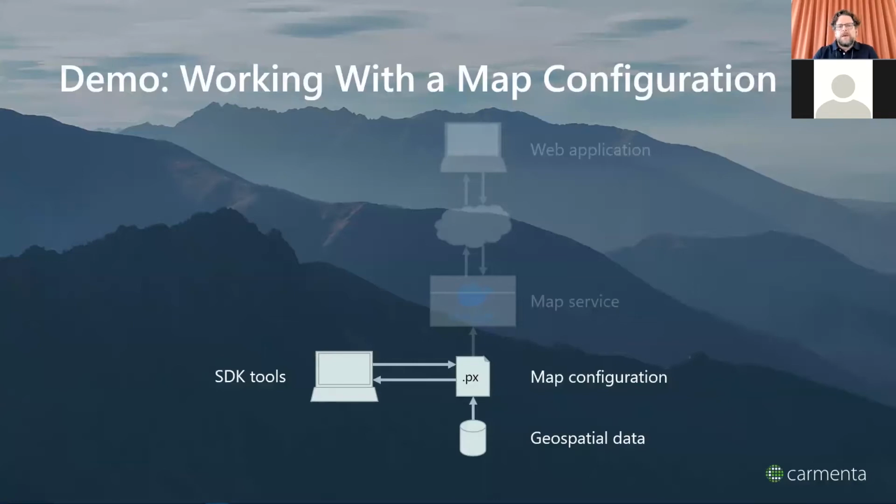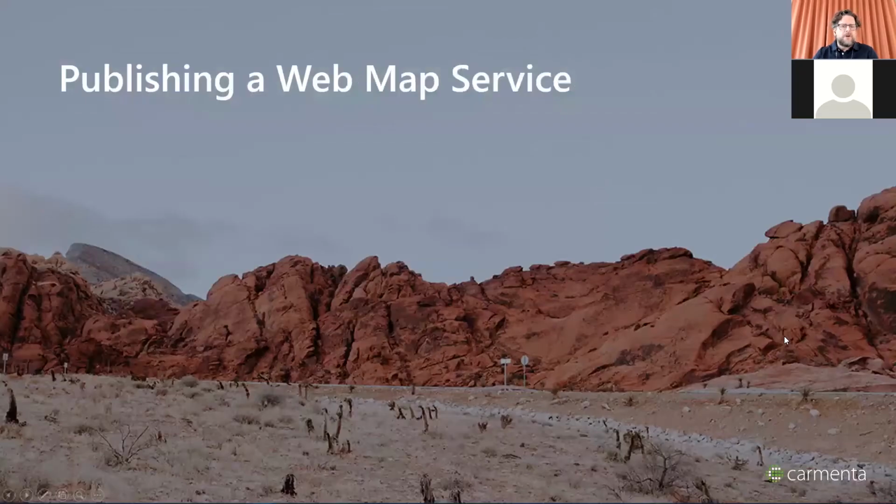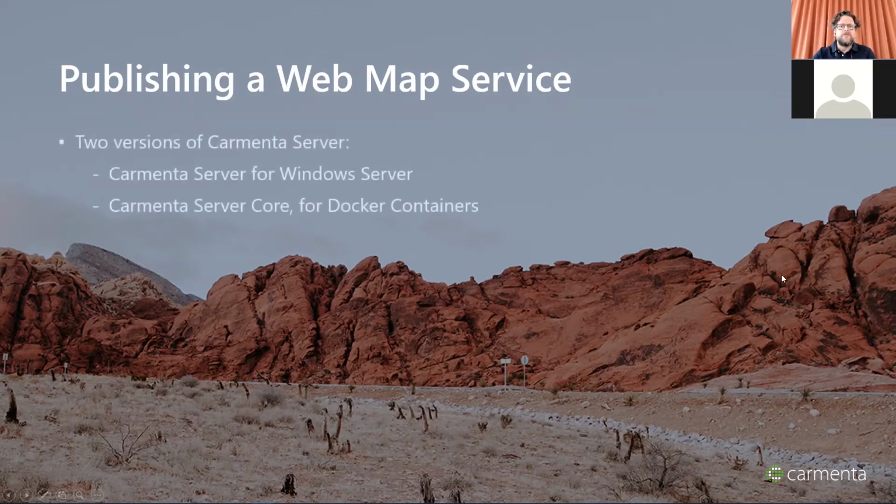Thank you, Thomas. So the map configuration that we just looked at is the basis for publishing web map services in Commenta Server, Commenta's web map server. And Commenta Server actually comes in two different versions: Commenta Server for Windows Server and Commenta Server Core for Docker containers. In this webinar, we will be using Commenta Server Core for our demonstrations. But the same techniques and principles apply to both Commenta Server versions when it comes to publishing map services and interacting with them. It's just the hosting environment that differs between the two.